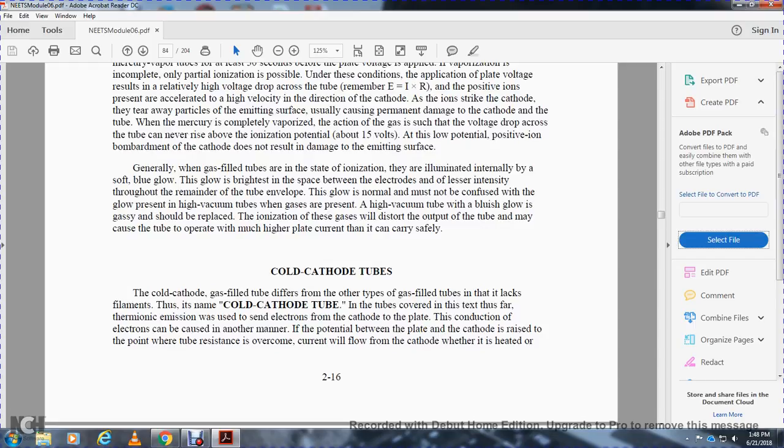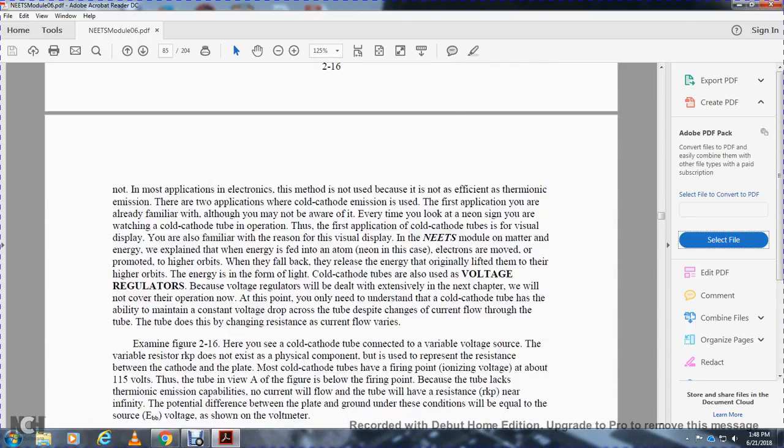Alright, cold cathode tubes. Cold cathode gas-filled tubes differ from other types of gas-filled tubes in that they lack a filament. The name cold cathode tube, the type covered in this text, comes from the absence of thermionic emission, in which a heated cathode sends electrons to the plate. Electrons can be caused to flow by other means if the potential between the plate and the cathode is raised to the point where the tube resistance is overcome. Current will then flow without the cathode being heated. In most applications the thermionic method is not efficient, so it is not used.